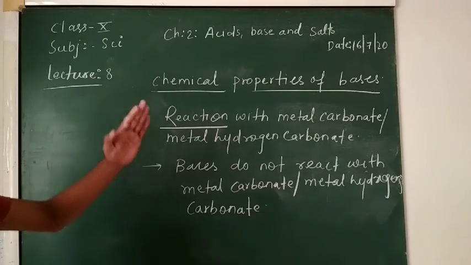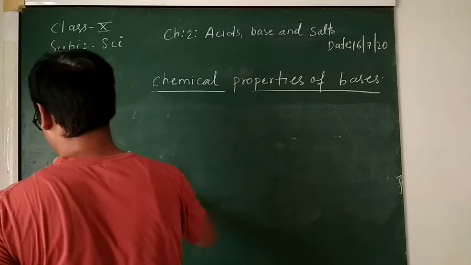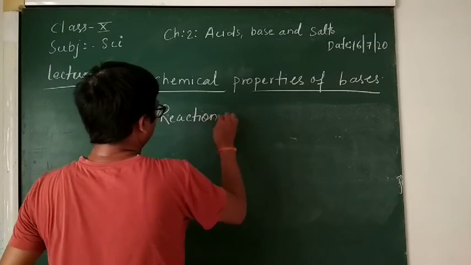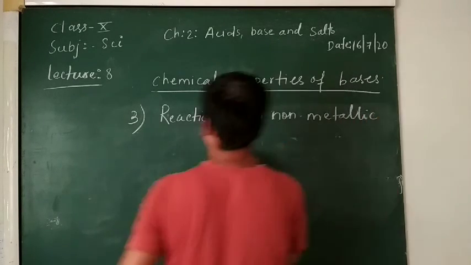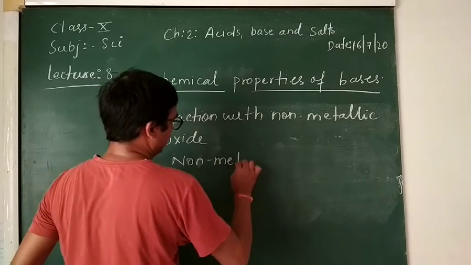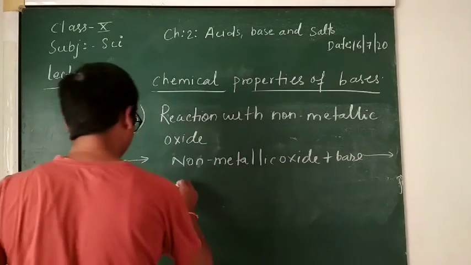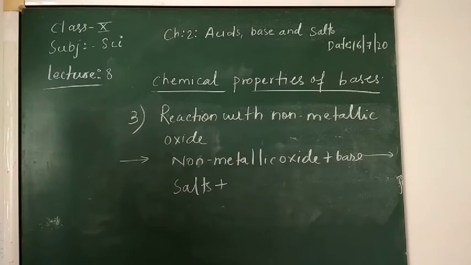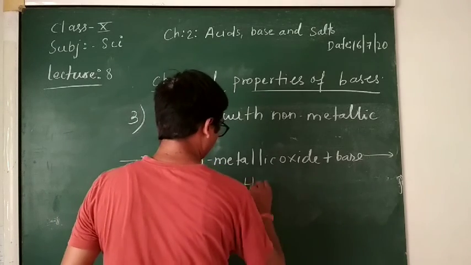So the third property of bases, let's see the third property of bases. The third property of bases is reaction with non-metallic oxide. So here we can write non-metallic oxide plus base, that gives salts plus H2O.